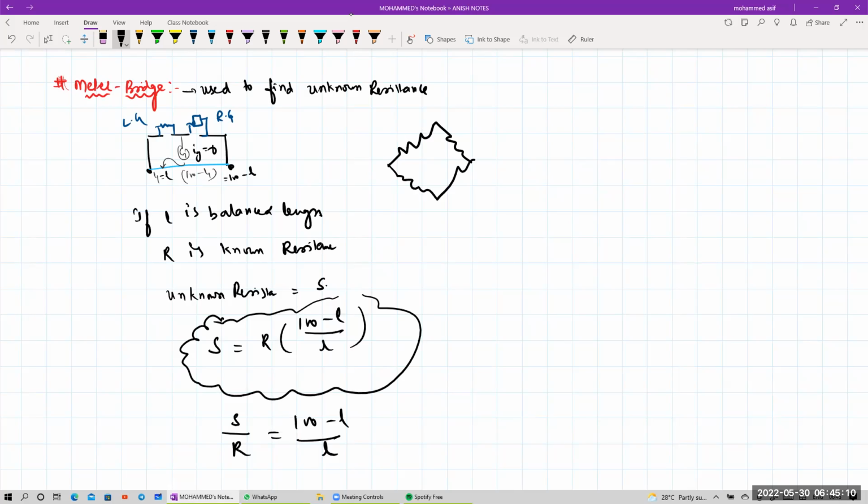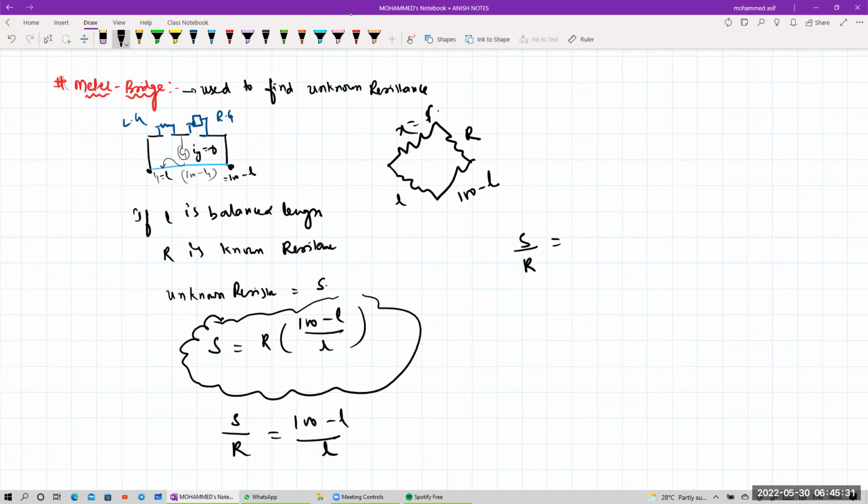Let this be X, this be R, and this is the balancing length L. It will be your 100 minus L. Yes, sir. So this X is nothing but your S. So S by R will be equal to how much, beta? S by R is equal to L by 100 minus L.